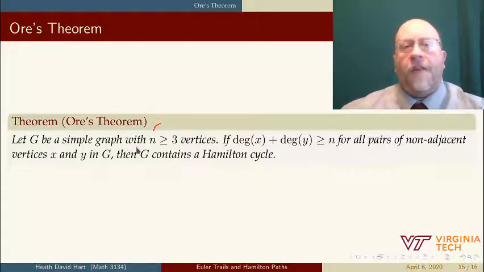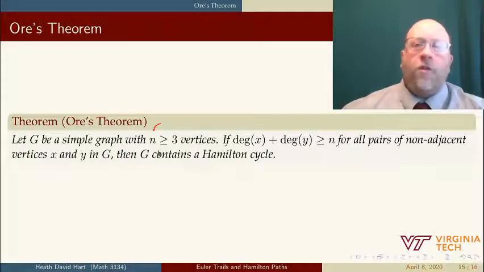The problem is, this is not an if and only if theorem. This is only one way. And so we can't go the other way around. There are graphs that contain Hamilton cycles that do not satisfy this criterion.